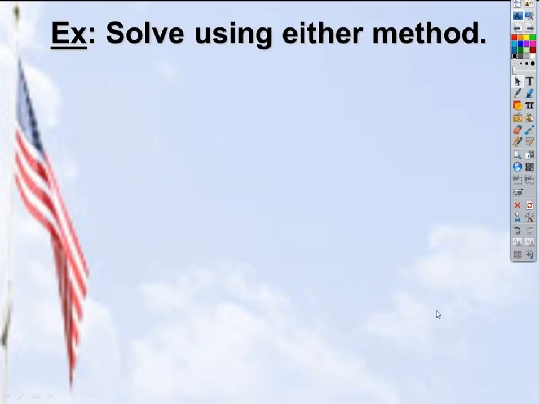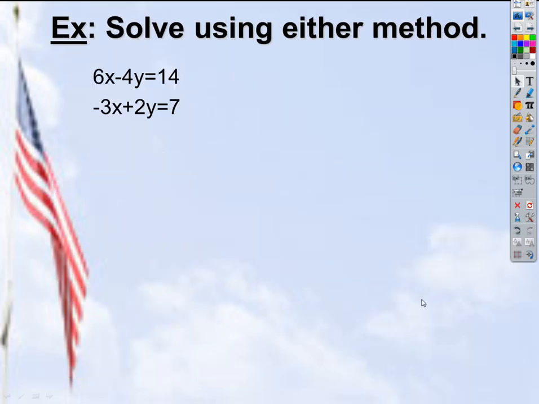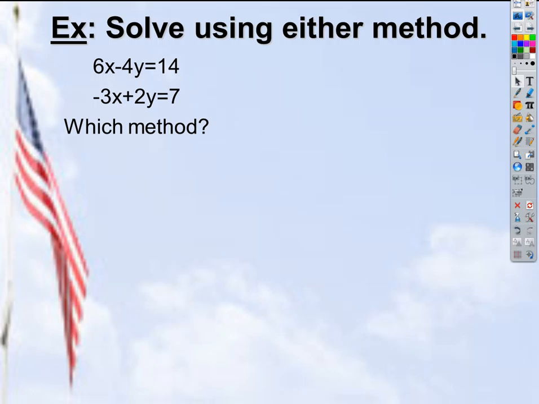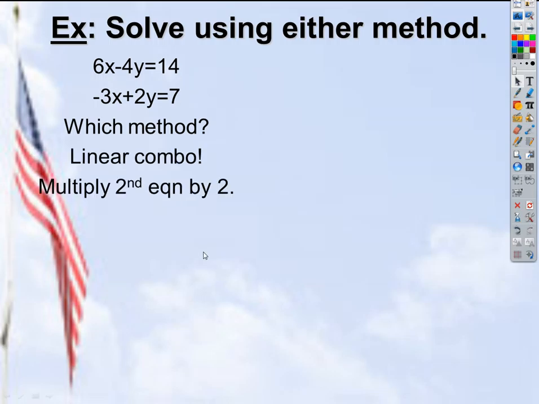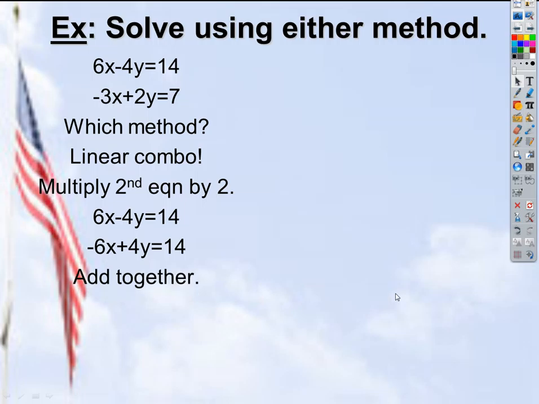Infinitely many solutions. Okay, what about this one? This is one where I could use linear combination, right? Multiply the bottom by 2, and that's going to become a negative 6x plus 4y equals 14. If I add those up, look what happens. The x's cancel and the y's cancel, and on the other side I get 14 plus 14 is 28. So this time the x's went away and I got an untrue statement. How often is that true? Never. So there are no solutions, right?